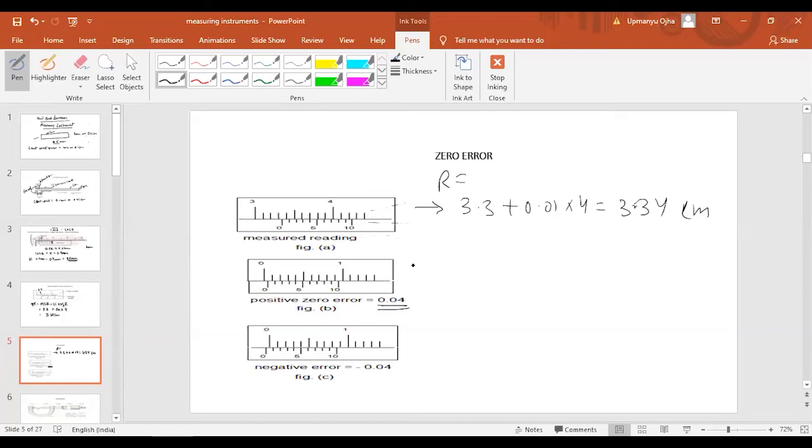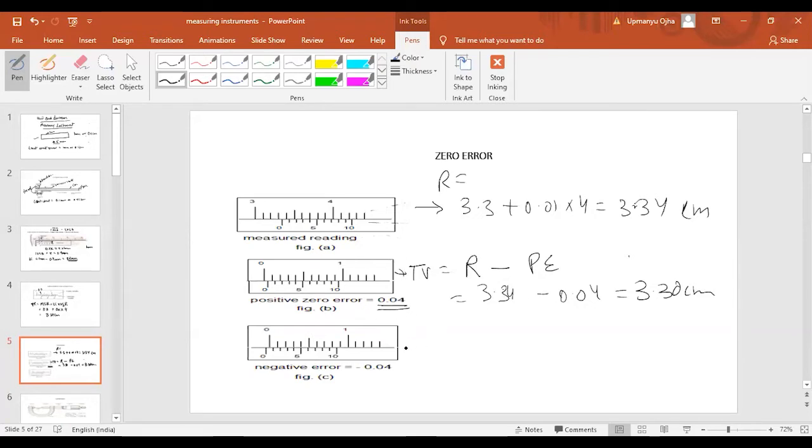Now the exact reading, or we can say the true value, will be equal to the reading which we have got if there is no error, minus positive error. So positive error is always subtracted. So the exact reading is 3.34 minus positive error, that is 0.04. So we get the reading as 3.30 centimeter. That is when there is a positive error.